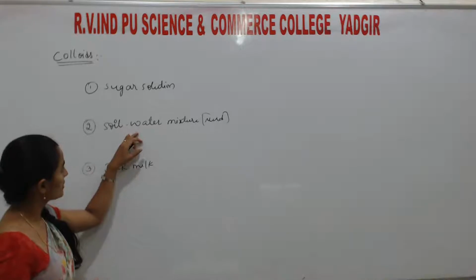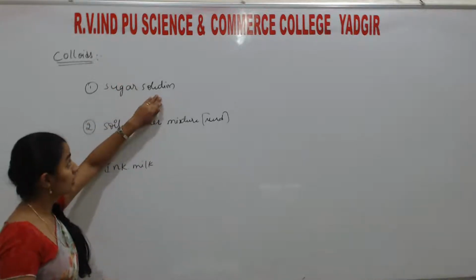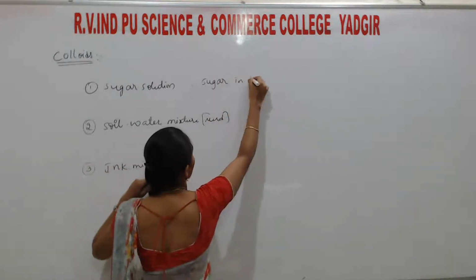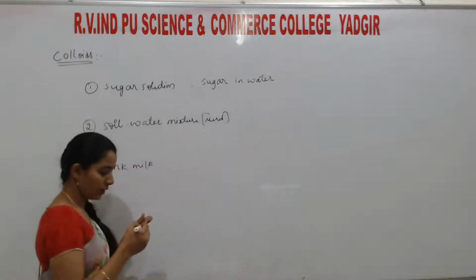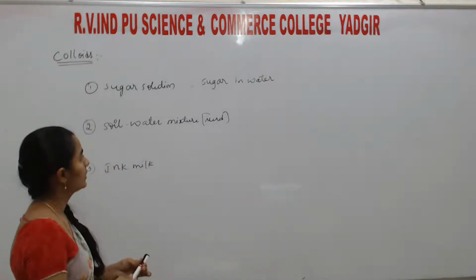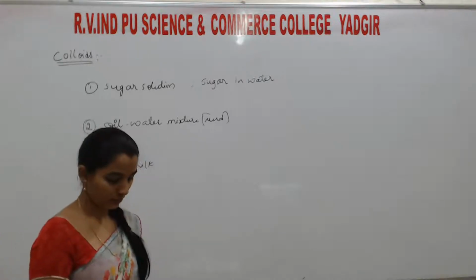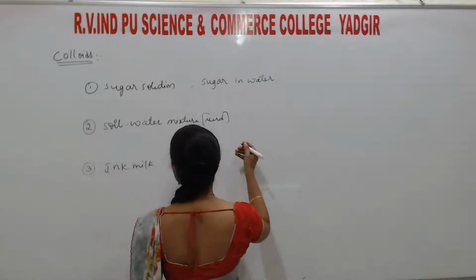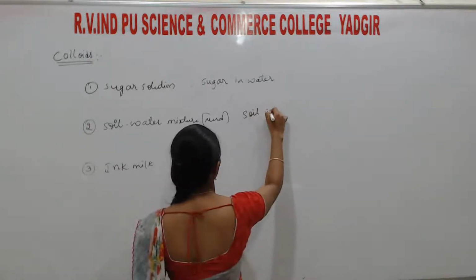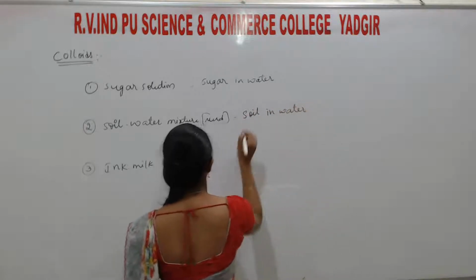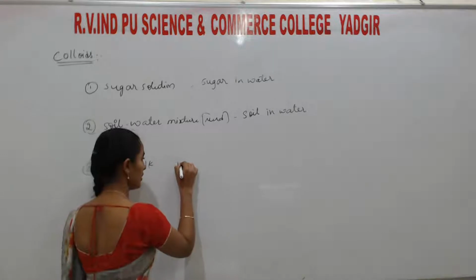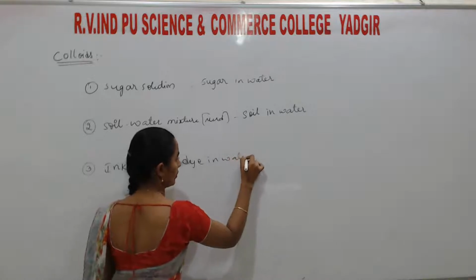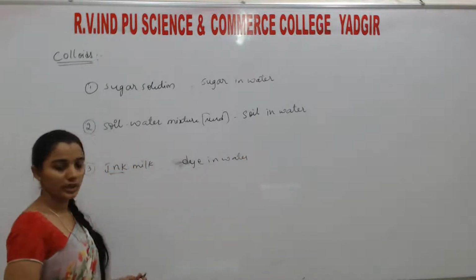Later I will explain how they are different. This is also a solution, this is also a solution, this is also a solution. But in this one, sugar is dissolved in water. Correct? Next, this one is soil in water, and this one is dye in water.